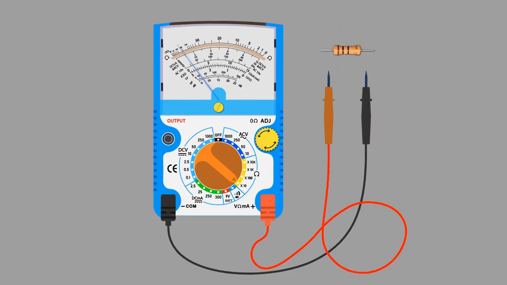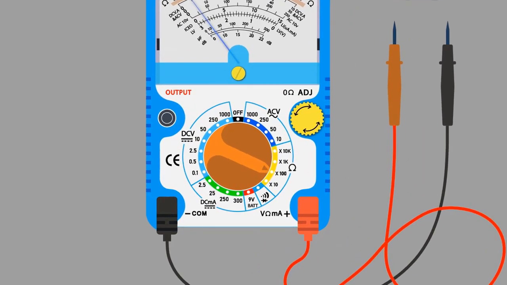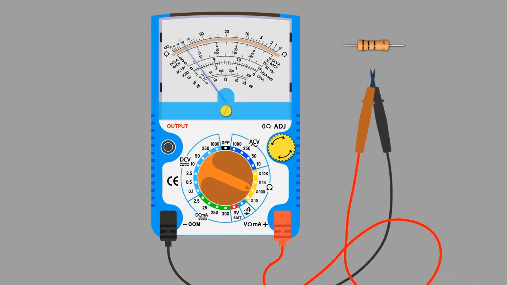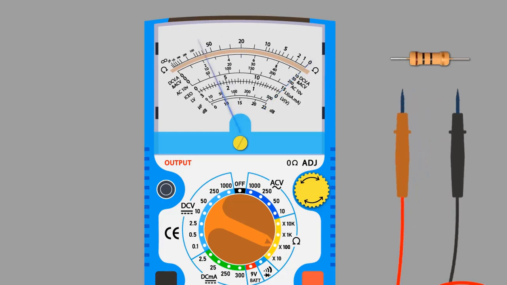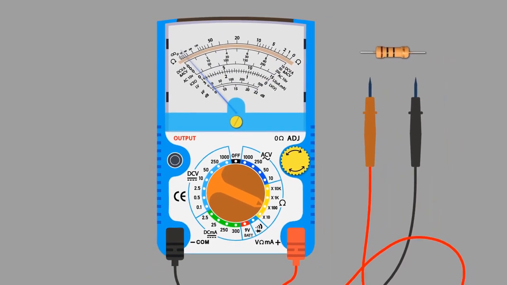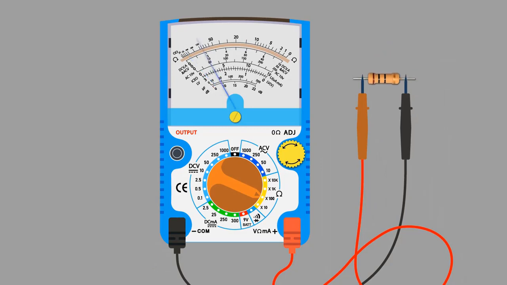Disconnect the resistor. Now, I am selecting the X100 range. Short both probes again, in order to calibrate it. Rotate the ohmic knob clockwise or anti-clockwise in order to adjust the needle at 0 scale. Disconnect the probes. Reconnect the resistor again.